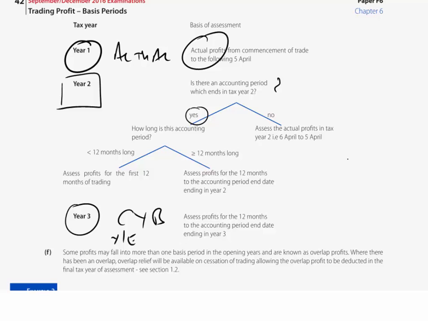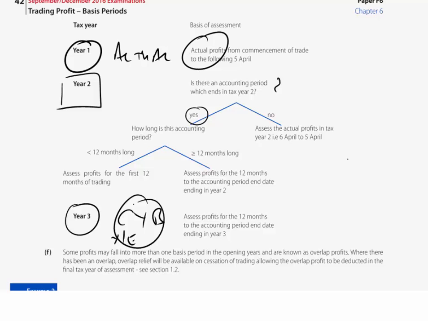So then we had to answer the next question: how long was that period? If you were very, very lucky indeed, you might find the situation where the accounting period was exactly 12 months. And if it's exactly 12 months, i.e. a year end, then current year basis could be used from the second year. But one has to think in most exam questions, that's an unlikely prospect.